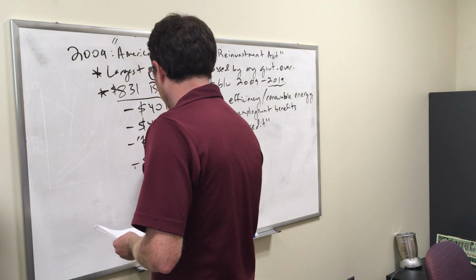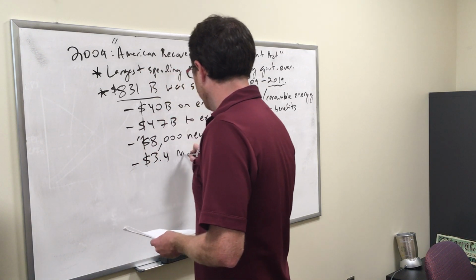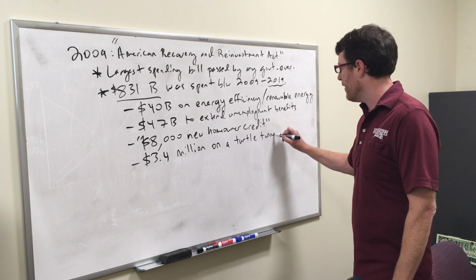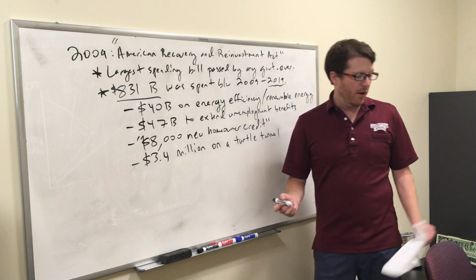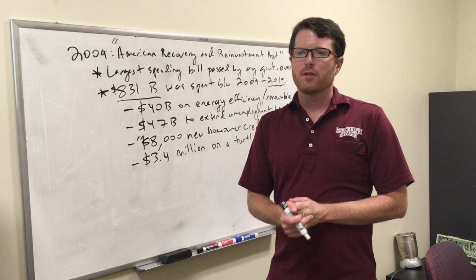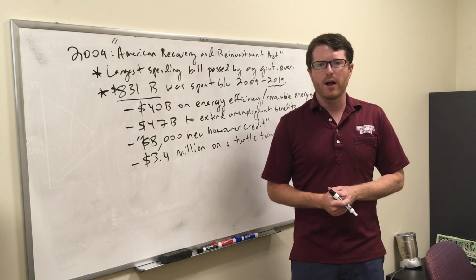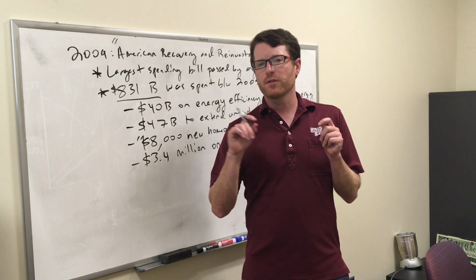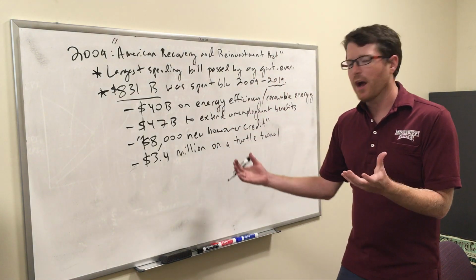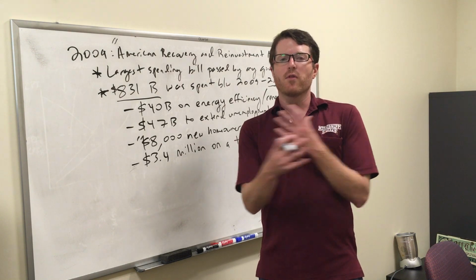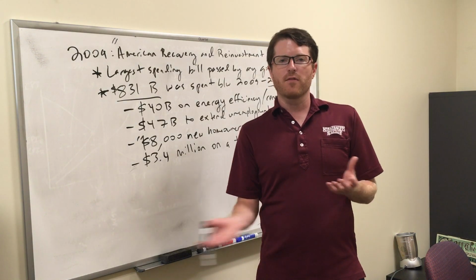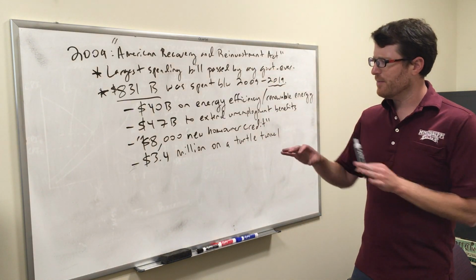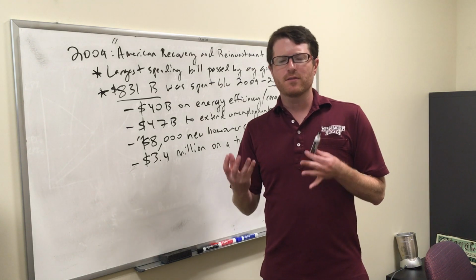And then there's one more example I want to give you here. $3.4 million on a turtle tunnel. This is one I like to talk about because it shows the logic behind the federal government at the time. Apparently there was a road in Florida where turtles were crossing the street and getting run over by cars a lot. So the U.S. government spent money on this project in Florida to allow turtles a place to cross under the road, to avoid accidents, and to maybe make it a little easier for these turtles to get to where they want to go. The whole logic behind any of these projects is to spur economic growth.